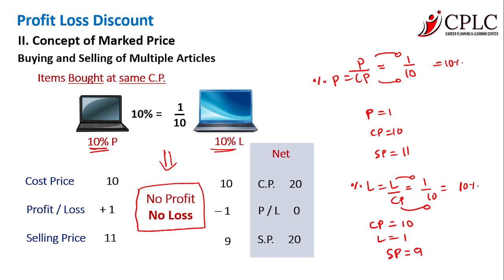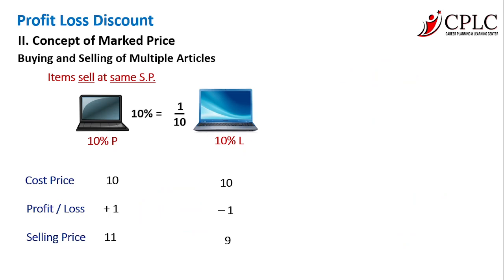So that is one scenario. What is the other scenario? Items sold at same selling price. Again, same thing they have given. There are two items which are sold at the same selling price, one at a profit of P%, one at a loss of P%. Then what happens? So we are keeping the data same. There are two laptops. Both are sold at the same selling price. One at a profit of 10%, one at a loss of 10%. So we have again kept the numbers same.